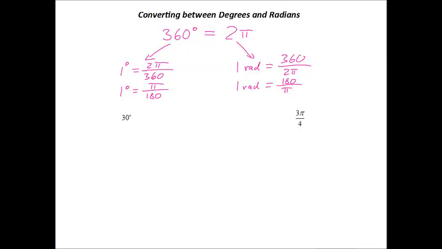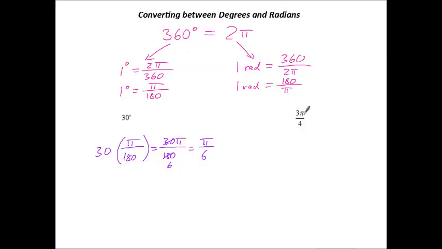Here are our examples. Let's convert 30 degrees to radians. 30 times pi over 180. That's equal to 30 pi over 180. And we can simplify that. 30 goes into 180 6 times. So that is pi over 6.